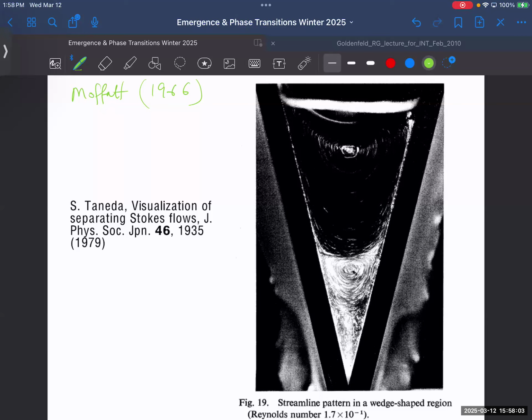What you find is that if I've got a flow going like this, you'd think that the flow in here would be going in and out like that. But it's not. You get these vortices that are like this. And you can see them here, these vortices rotating in this flow visualization.